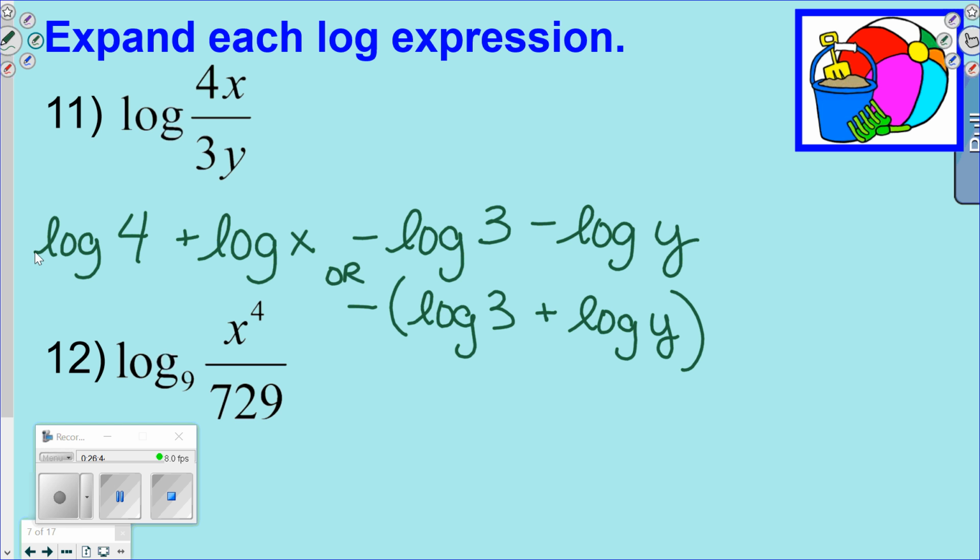What do you guys think? Parentheses or no? Doesn't matter? No, it doesn't matter. Either way. But notice the signs are different, though, depending on which option you choose.